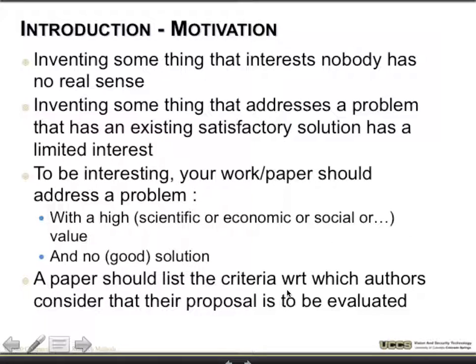And the paper should list the criteria with respect to which the authors consider that their proposal is going to be evaluated. So at the end of the introduction and motivation, you should have an idea how this paper is going to be done. That puts the paper in context. So for reading, this section is important inasmuch as it decides: do I want to read this paper, and what are the metrics I'm going to use to compare it?